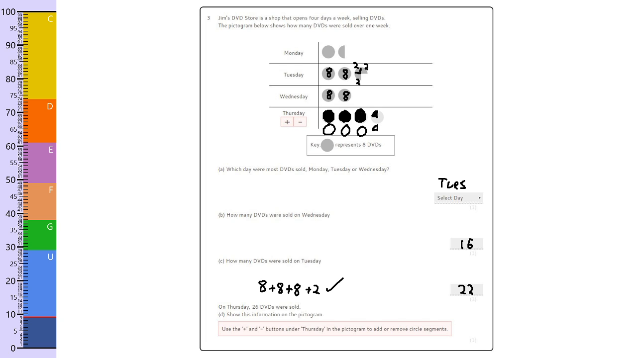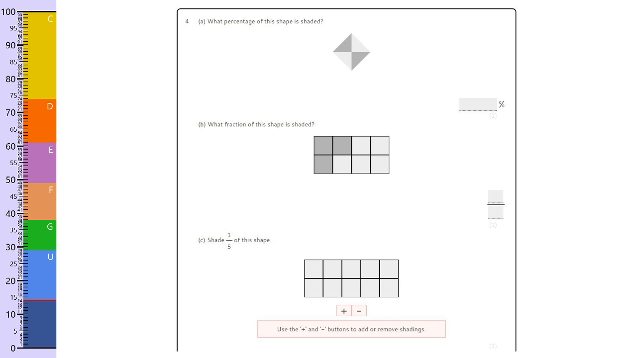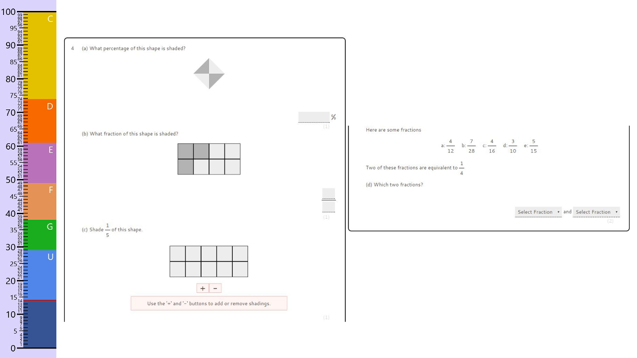Okay, let's move on to question 4. Before I do that, I think there are 2 sections to this, so I'll put the other section up. If you'd like to pause the video now and have a go.